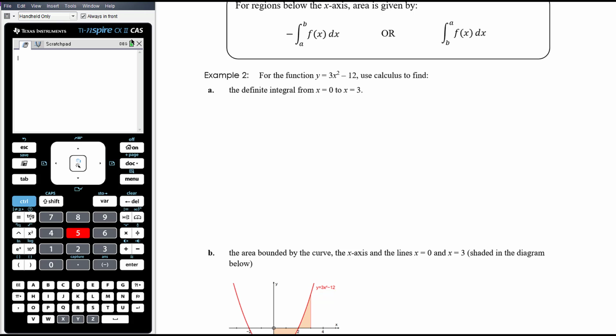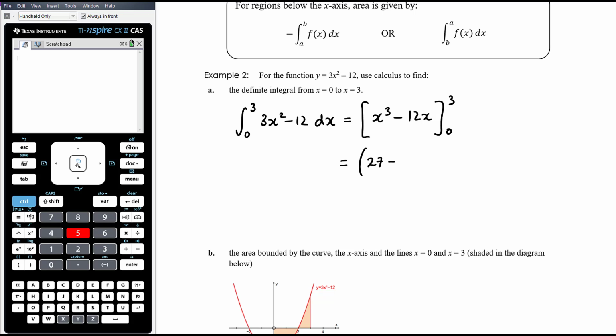So for the function y equals 3x squared minus 12, use calculus to find, part A, the definite integral from 0 to 3. So this is not asking you to make any consideration whatsoever about area. You're just finding the definite integral from 0 to 3 of 3x squared minus 12 with respect to x. Don't forget your dx's. Antiderivative of 3x squared is 3x cubed on 3, so that's just x cubed. Antiderivative of 12 is 12x. We're going to sub in 0 and 3. So 3 cubed is 27, minus 12 times 3, which is 36. Take away, that'll be 0 minus 0.